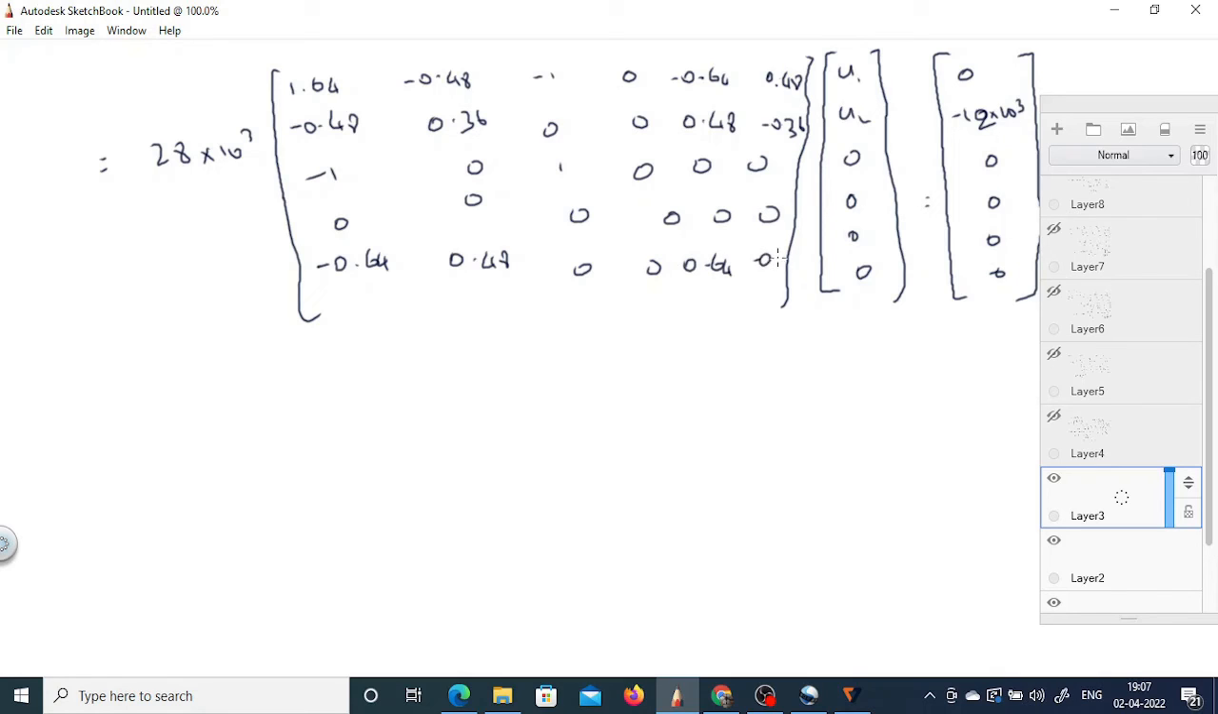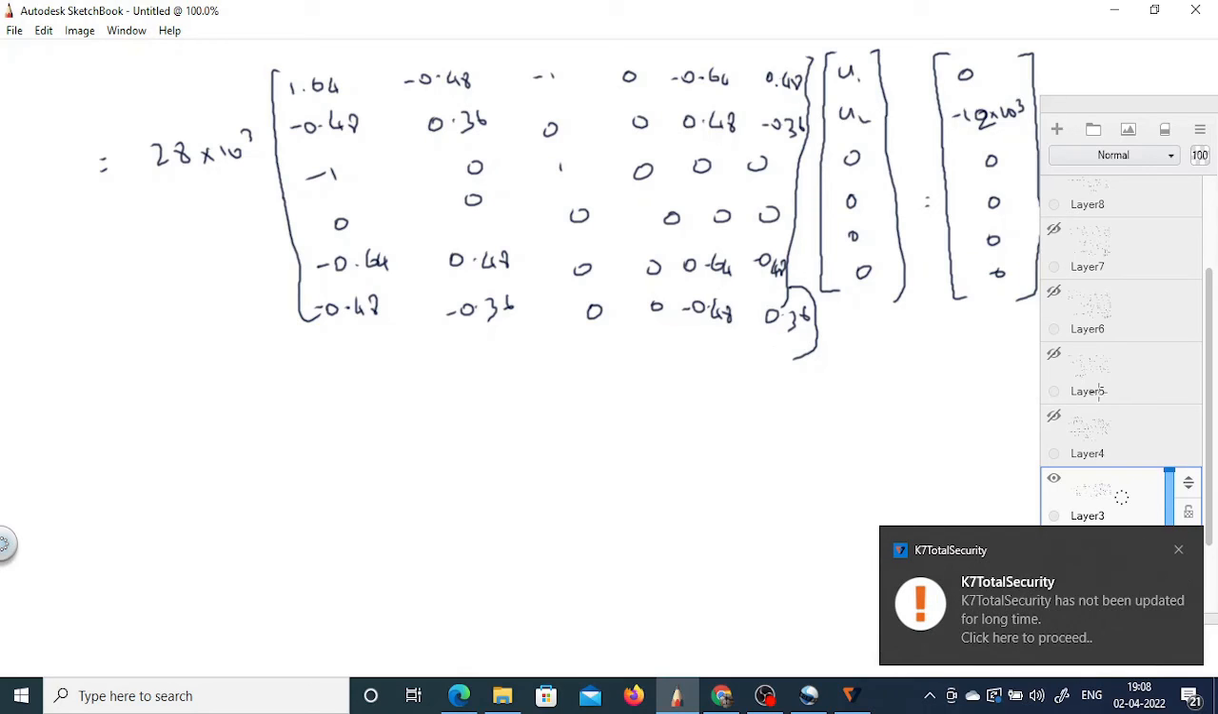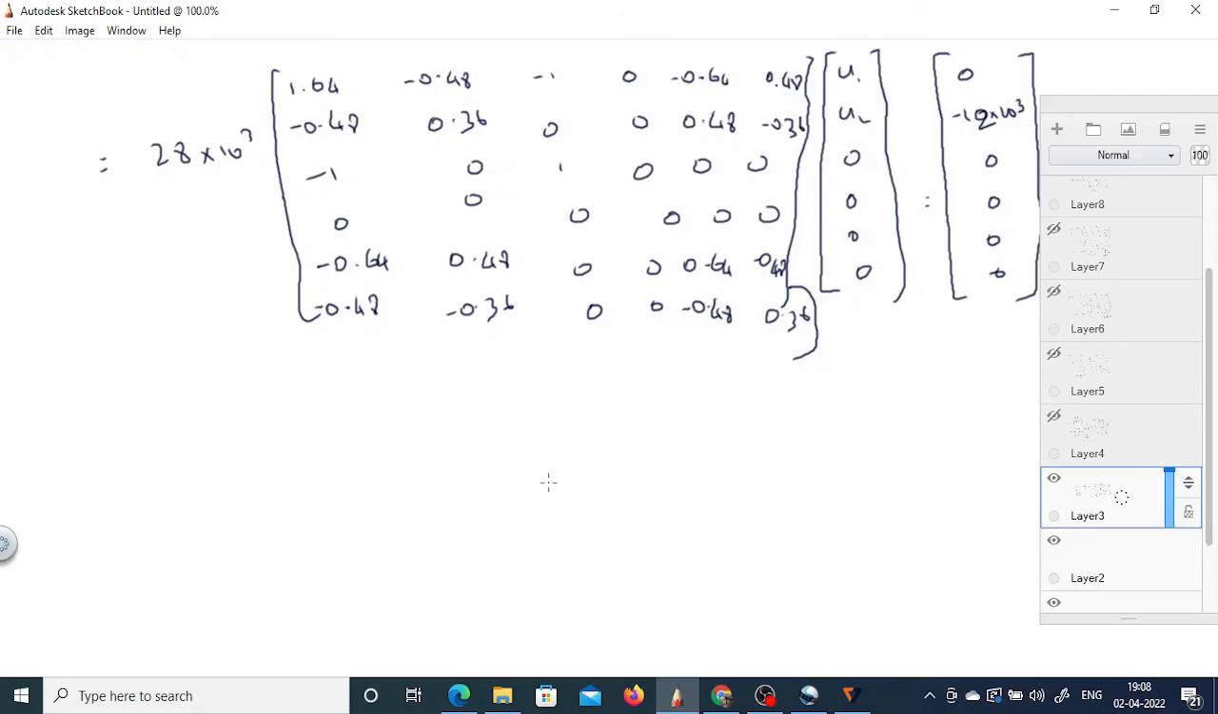0.64 minus 0.48 and then minus 0.48 minus 0.36, minus 0.48 here 0.36. Likewise we have the matrix. Okay, now neglect second, third, fourth, fifth, sixth, because in this matrix 3, 4, 5, 6 are 0, so that I can neglect these rows and columns from the given equation.